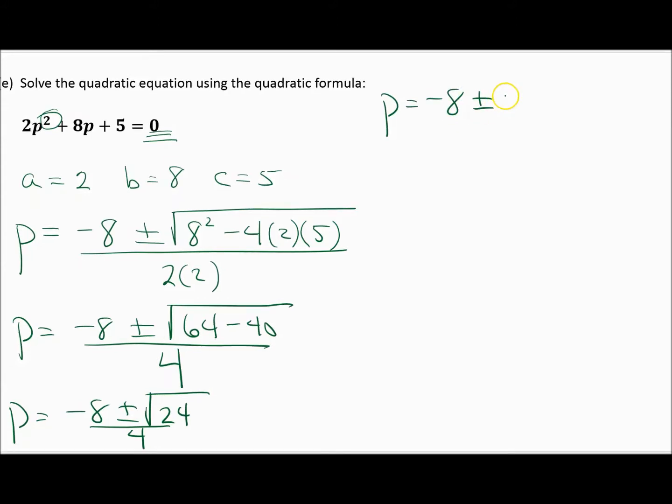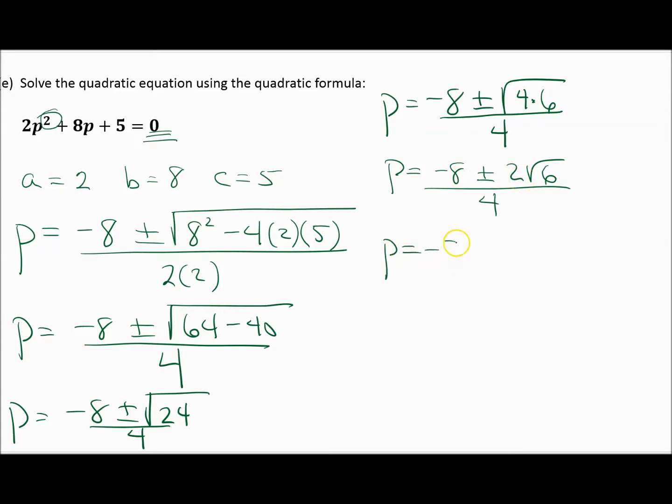The square root of 24 I can write as the square root of 4 times 6, and that's all over 4. I continue simplifying. That's negative 8 plus or minus. Now the square root of 4 we know is 2, square root of 6. And we spent an entire section on simplifying square roots. Now, these I cannot add together. Okay, so I can't just say negative 8 plus 2 like we did in the last ones. It is time to split this up. Let's do that. So it's negative 8 minus 2 square root of 6 over 4. And the other one is P equals negative 8 plus 2 square root of 6 over 4.